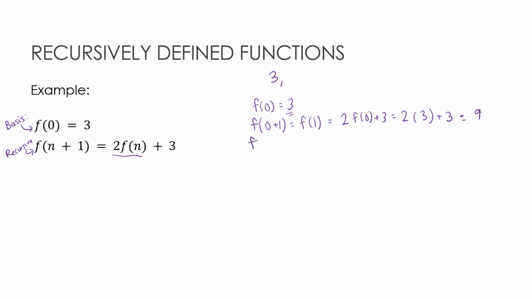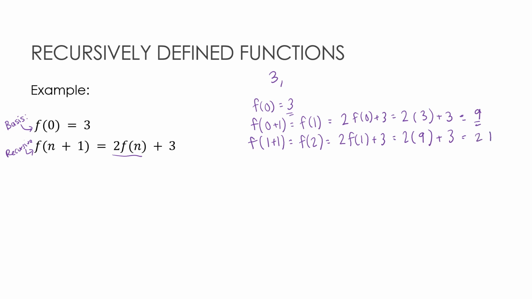Then I want to find f(1 + 1), or f(2). Well, f(2) says take 2 times f(1) and add 3. So f(1) was 9, because I just found that in the step before. So 2 times 9 plus 3, 18 plus 3, which is 21.